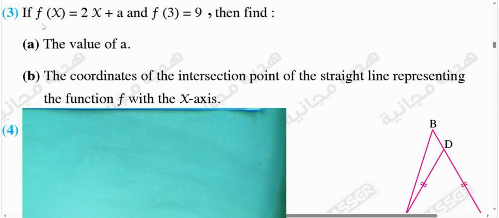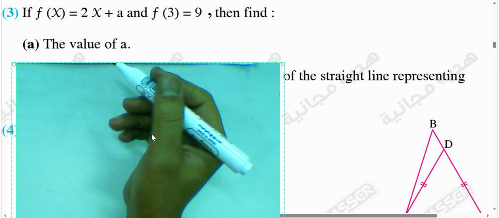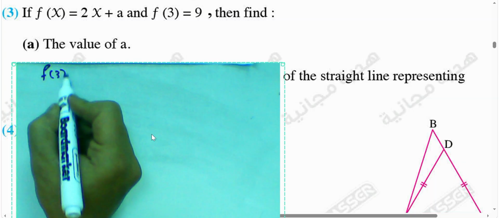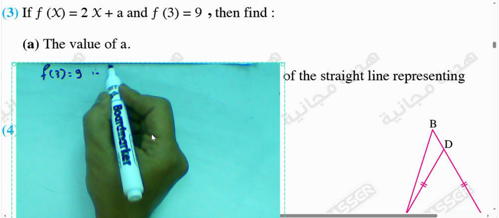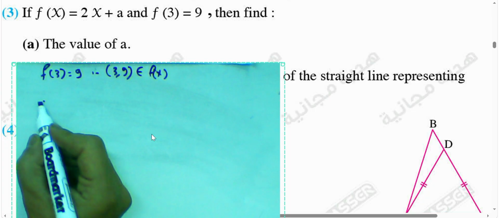Number 3, function f of x equal 2x plus a and f of 3 equal 9, then find the value of a. Look at here. First, this point belonging to the function means it satisfies. We have f of 3 equal 9. Then the point 3 and 9 belongs to the function f of x.